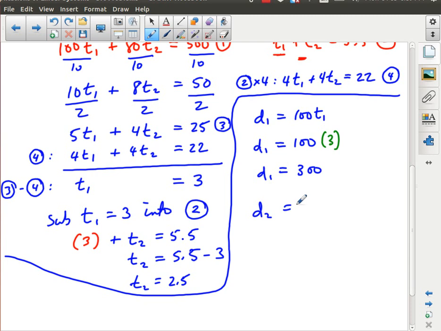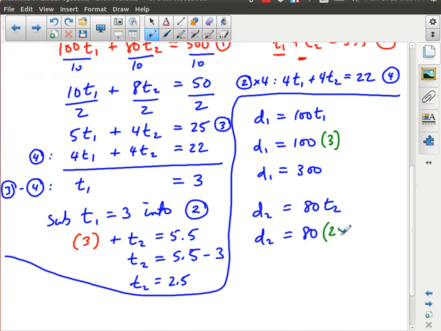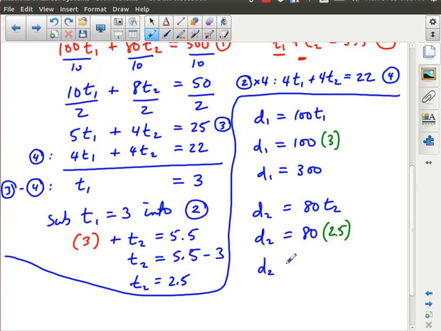d2 was equal to 80 t2. I just remembered that from our question, so I don't need to go look at it again. If you're not sure, you can always double check. 80 multiplied by t2, which is 2.5, and I end up with d2 is equal to 200. 80 times 2 is 160, 80 times 0.5 is 40, and so that's equal to a total of 200.